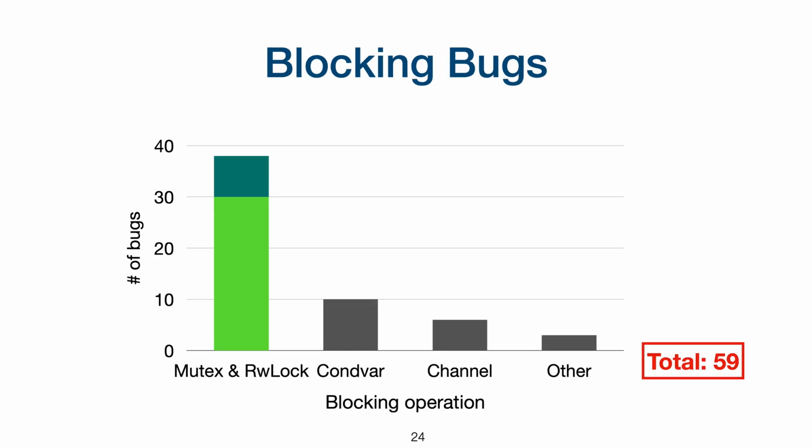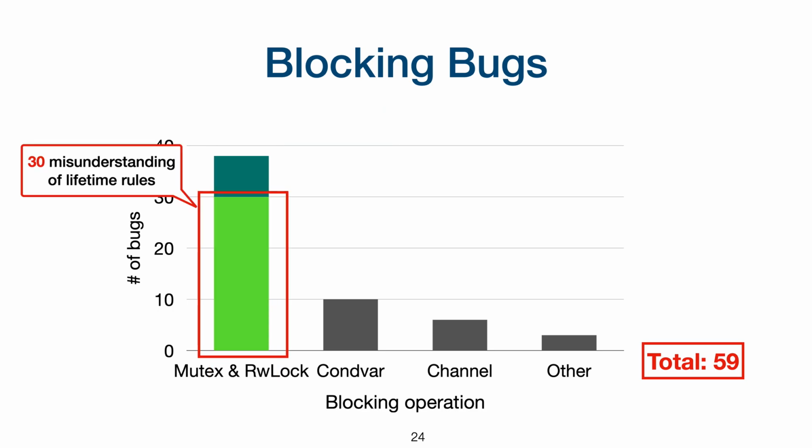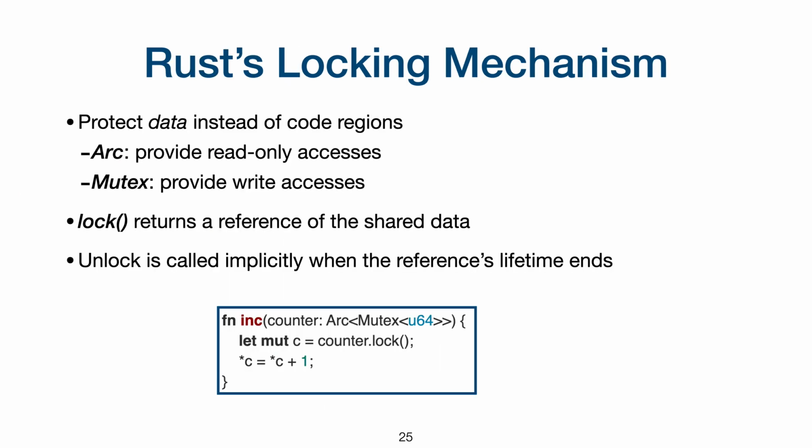Similar to other programming languages, blocking bugs in Rust software are mainly caused by the misuses of synchronization primitives like locks, conditional variables, and channel, with the misuses of lock being the most common case. One interesting finding we have is that among these misuses of locks, many are caused by the misunderstanding of Rust lifetime rules, and they show exactly the same pattern. Rust locking mechanism is designed to protect the data instead of code regions.